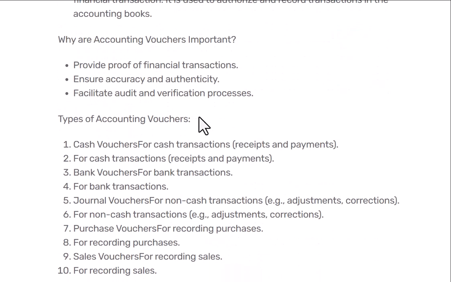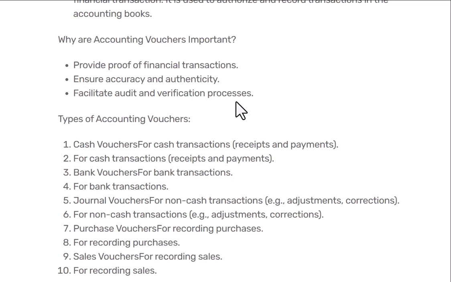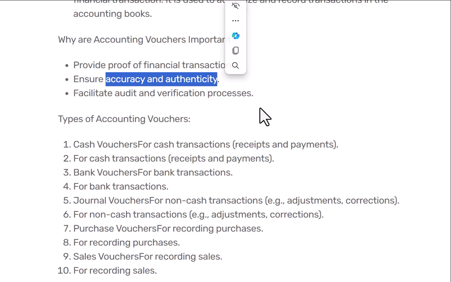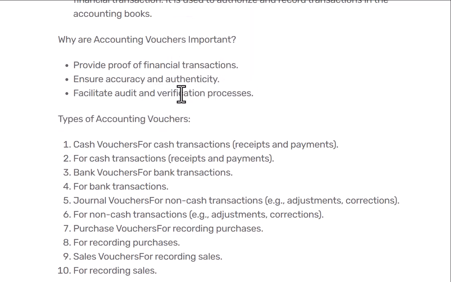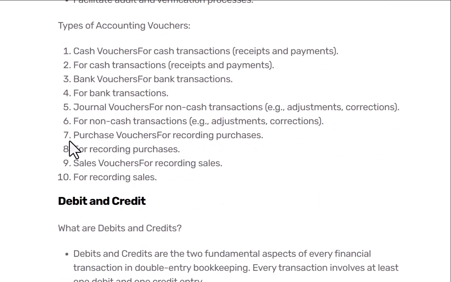So what are the benefits of the vouchers? The importance of the voucher, number one, is that it's proof that there was a financial transaction, because that will also reflect on the financial statements. It ensures the accuracy and authenticity of the transaction document, and facilitates the audit and verification process, which we will see later. So how many types of vouchers are there? They are all accounting vouchers, but there are cash vouchers, receipts, payments, bank vouchers, and so on.